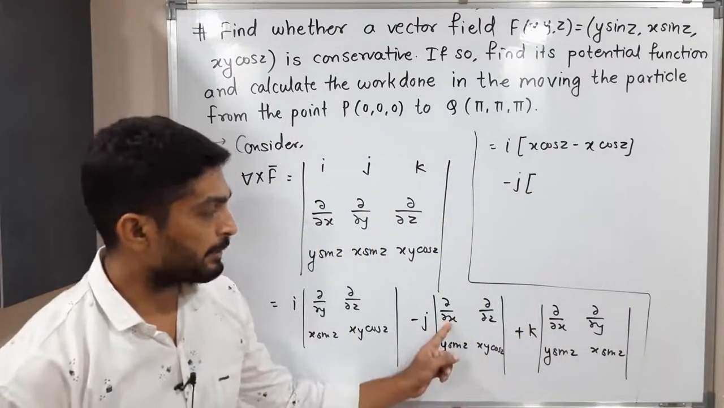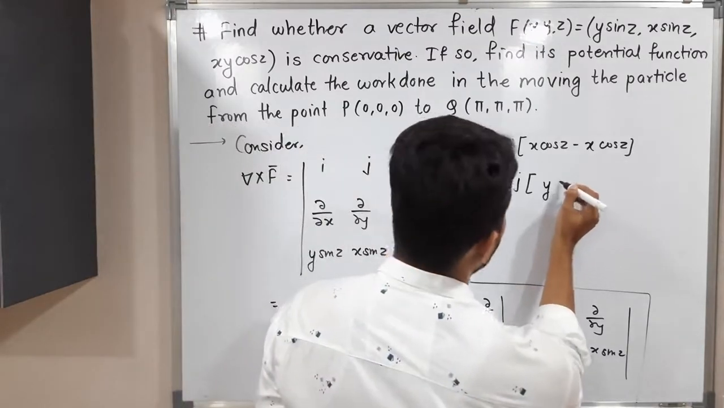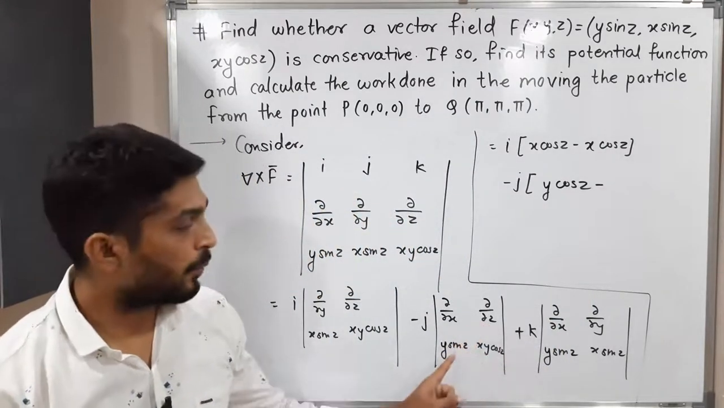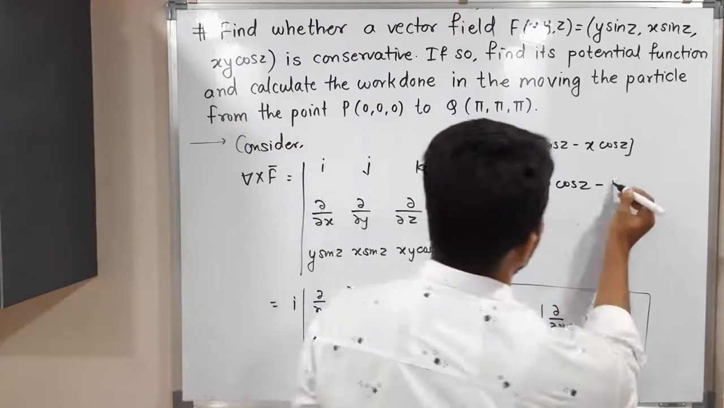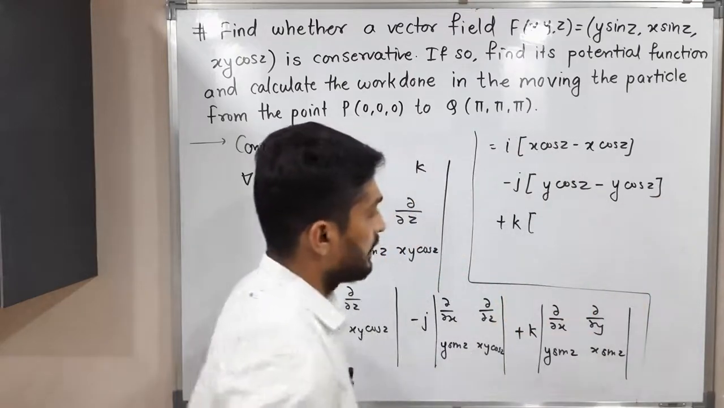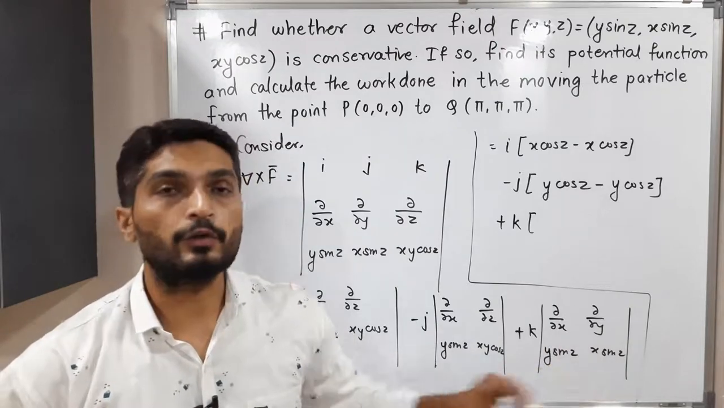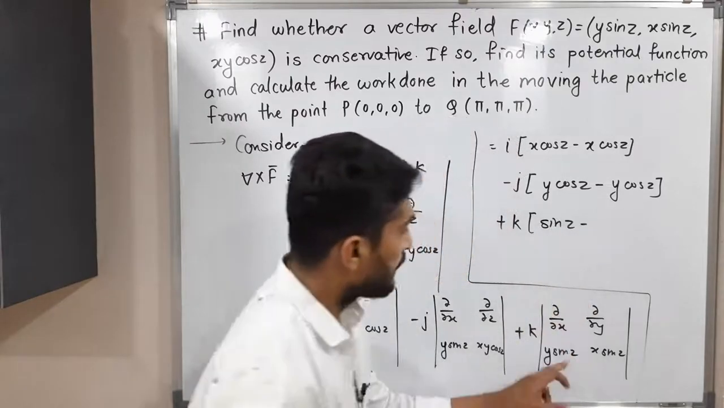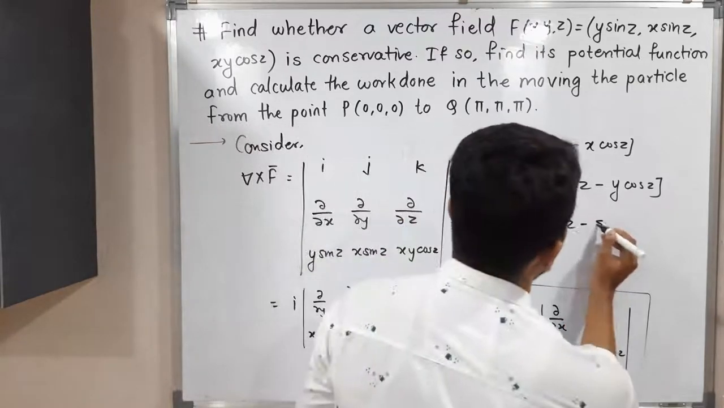Minus j. Derivative of this function with respect to x: derivative of x is 1, remaining parts constant, so I will write y cos z. Minus the derivative of this one with respect to z: y is constant and derivative of sin z is cos z, so I write here y cos z. Last, plus k. Derivative of this one with respect to x: sin z is constant, derivative of x is 1, so I write sin z only, minus the derivative of this function with respect to y: sin z is constant, derivative of y is 1, so you have sin z.